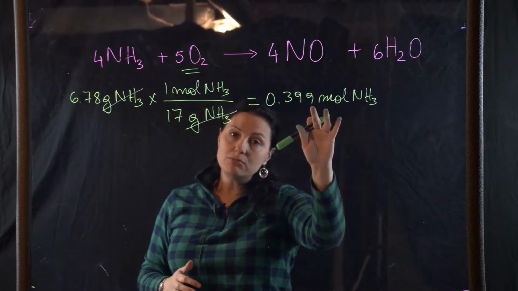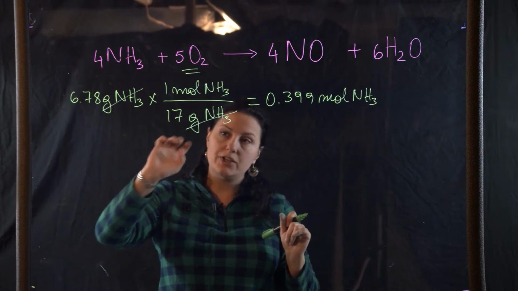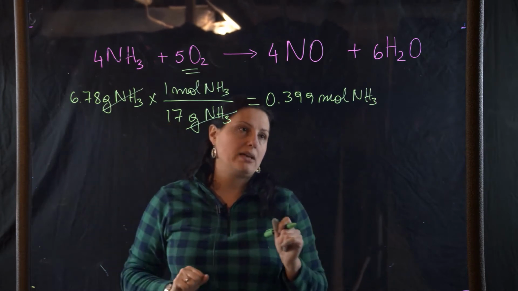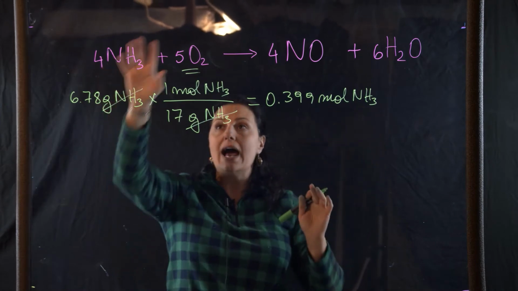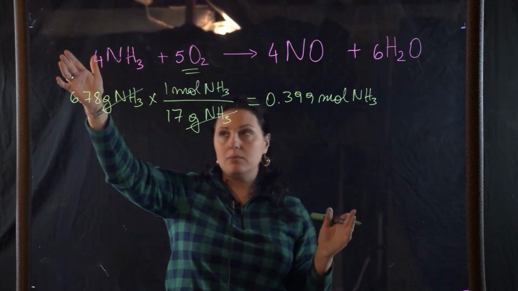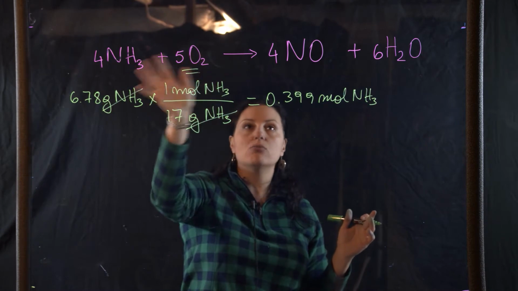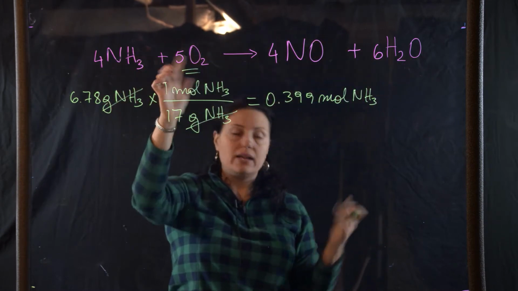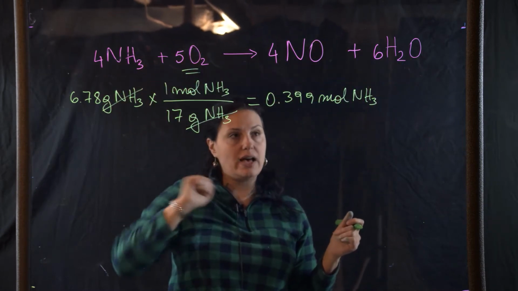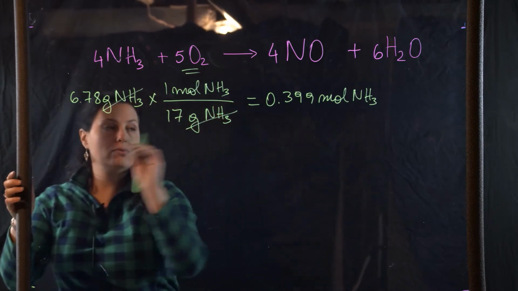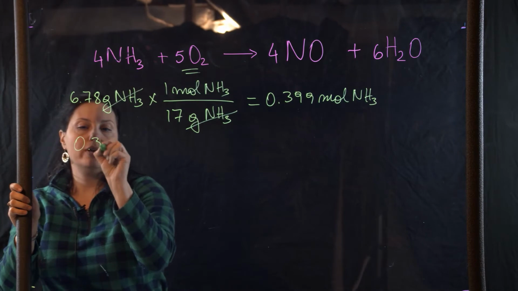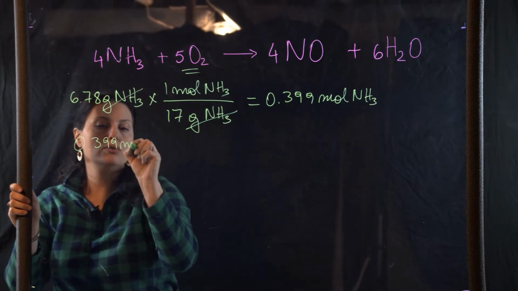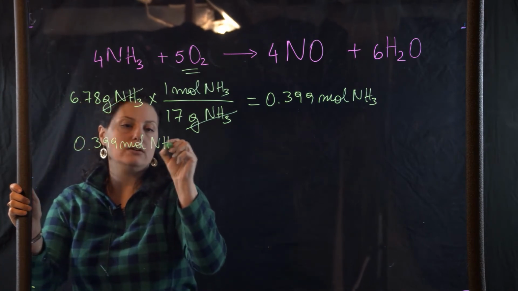Obviously, the amount in moles is going to be smaller than the amount in grams because you divide by the molar mass. Okay, now that I have moles of NH3, I can go back to my balanced chemical equation and I can relate it to moles of anything else. But in this case, I want to relate it to moles of oxygen. So I, once again, start with this amount that you're given, 0.399 moles of NH3.